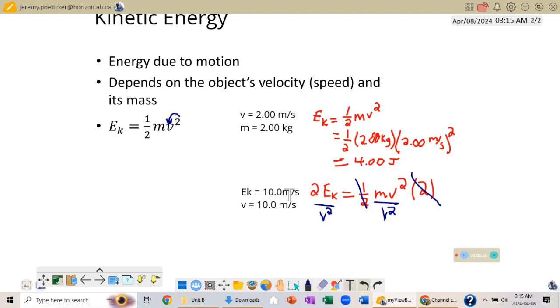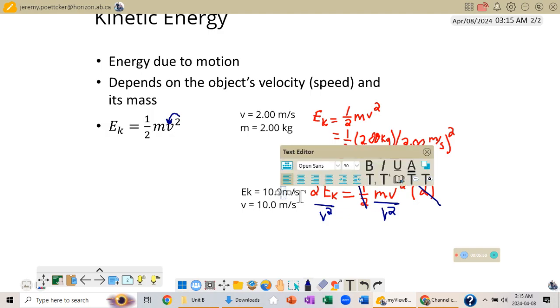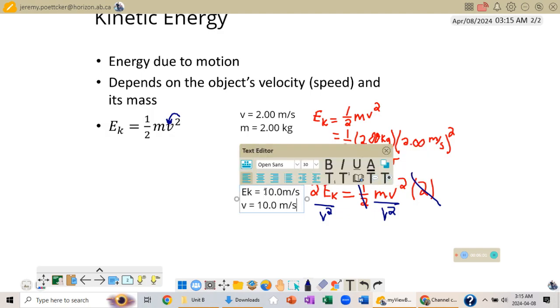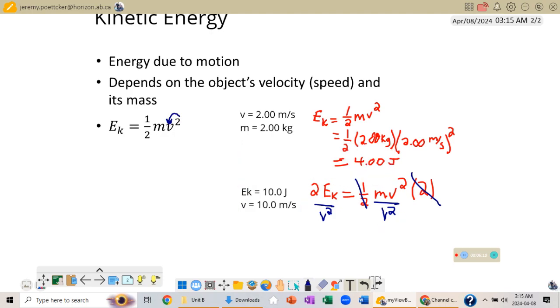Now, the first thing we should notice is that I appeared to struggle with my units here. This object cannot have 10 meters per second of kinetic energy. It can, however, have 10 joules of kinetic energy. So I want you to make sure you can do this and get the right answer with these simple numbers in your calculator.